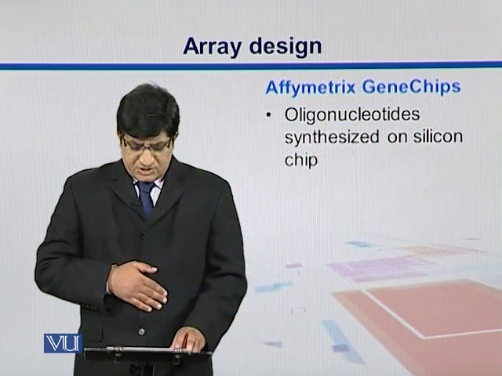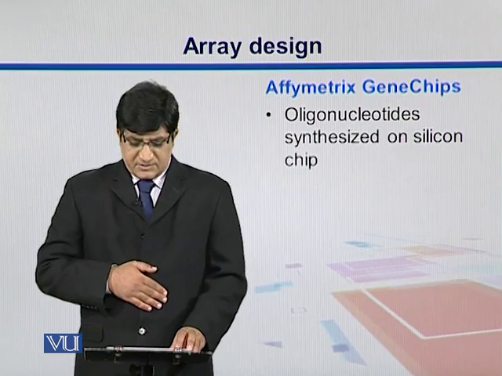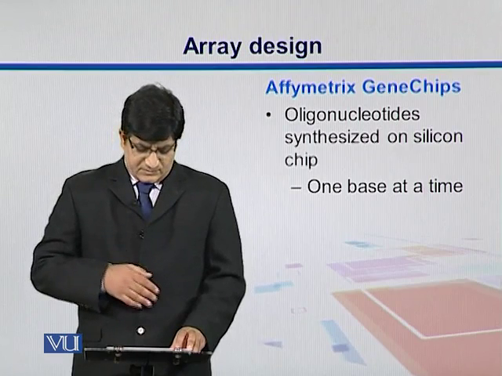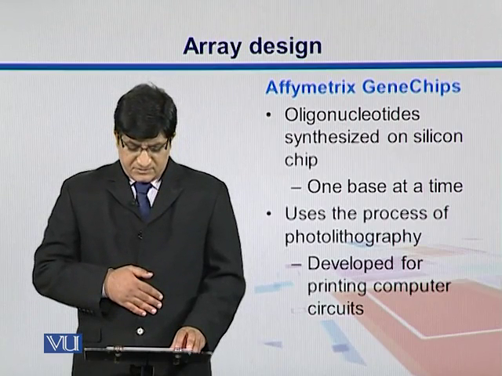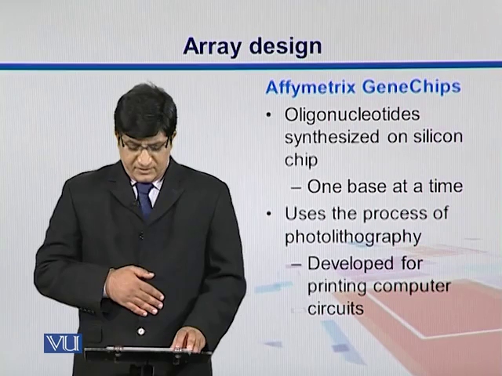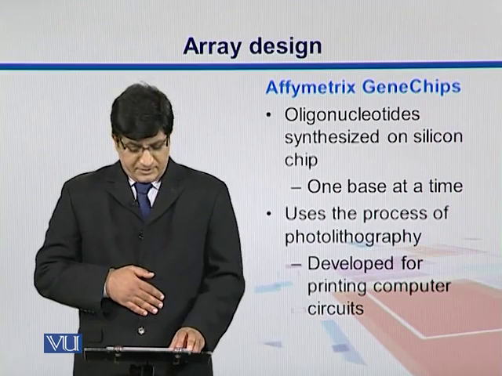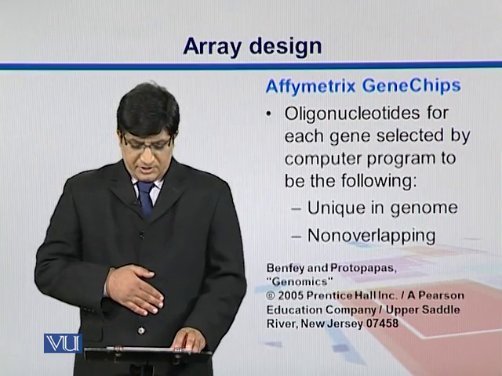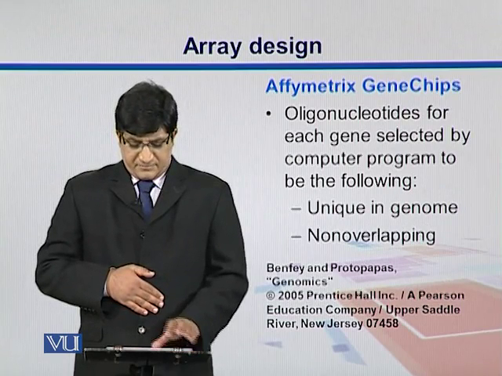In Affymetrix gene chips, we have oligonucleotides which are synthesized on silicon chips. One base is transferred at a time, and it uses the process of photolithography, which was actually developed for printing computer circuits. And oligonucleotides for each gene are selected by different computer programs.